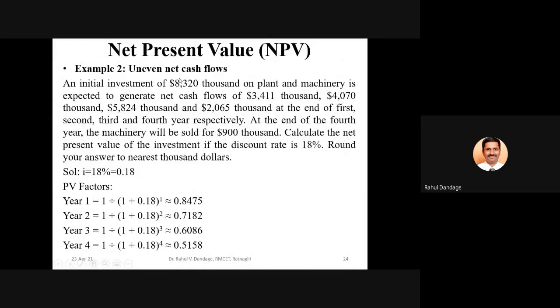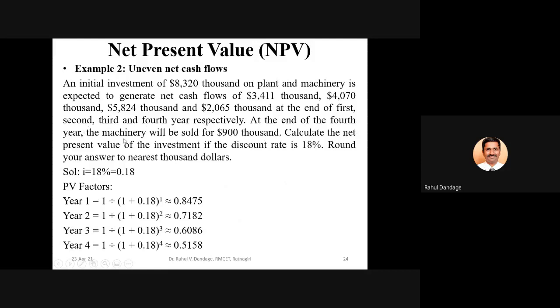We are going to deal with a problem for uneven net cash flow. There is an initial investment of $8,320,000 on plant and machinery. It is expected to generate net cash flow of $3,411,000, $4,070,000, $5,824,000, and $2,065,000 at the end of first, second, third, and fourth years respectively.